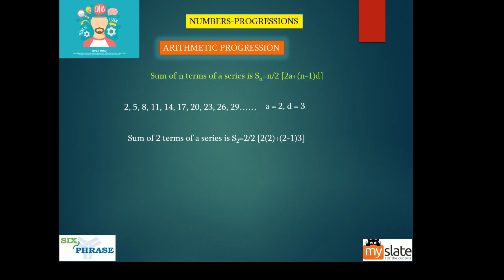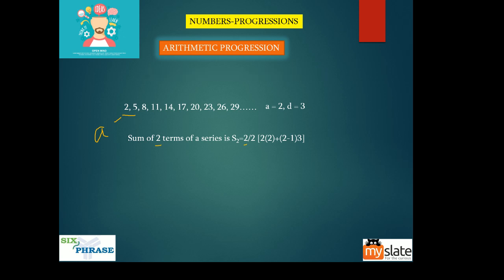Okay, so guys, you are finding the sum of two terms. So n will be 2. So n by 2 will be 2 by 2 into 2a. Okay, so a is 2. I told you, right? Here we are finding the sum of these two numbers, so this will be a. Okay, so 2a plus (n minus 1).